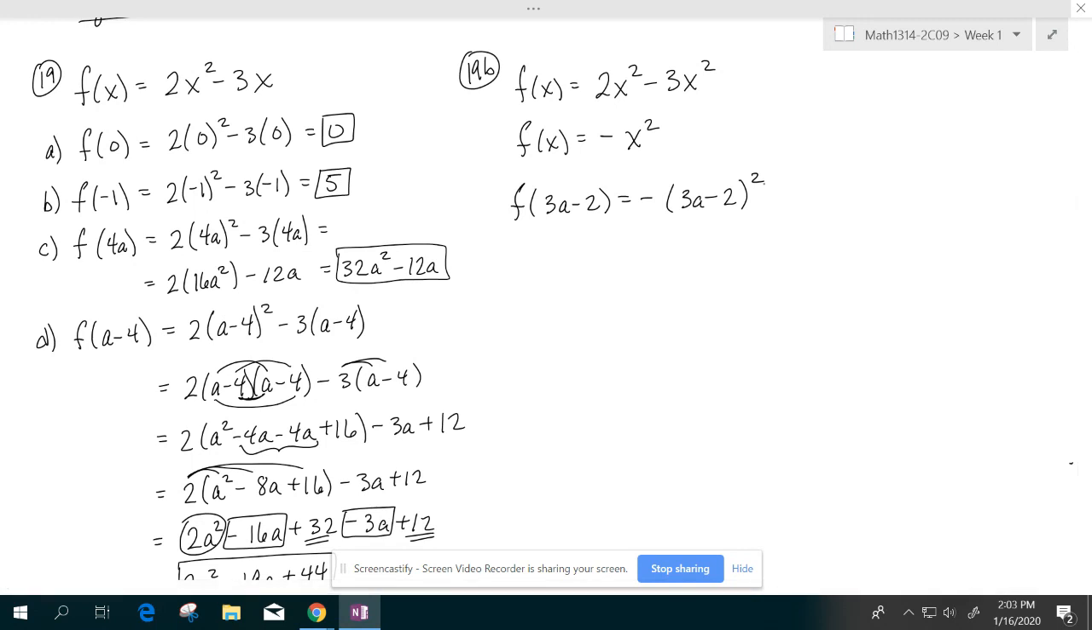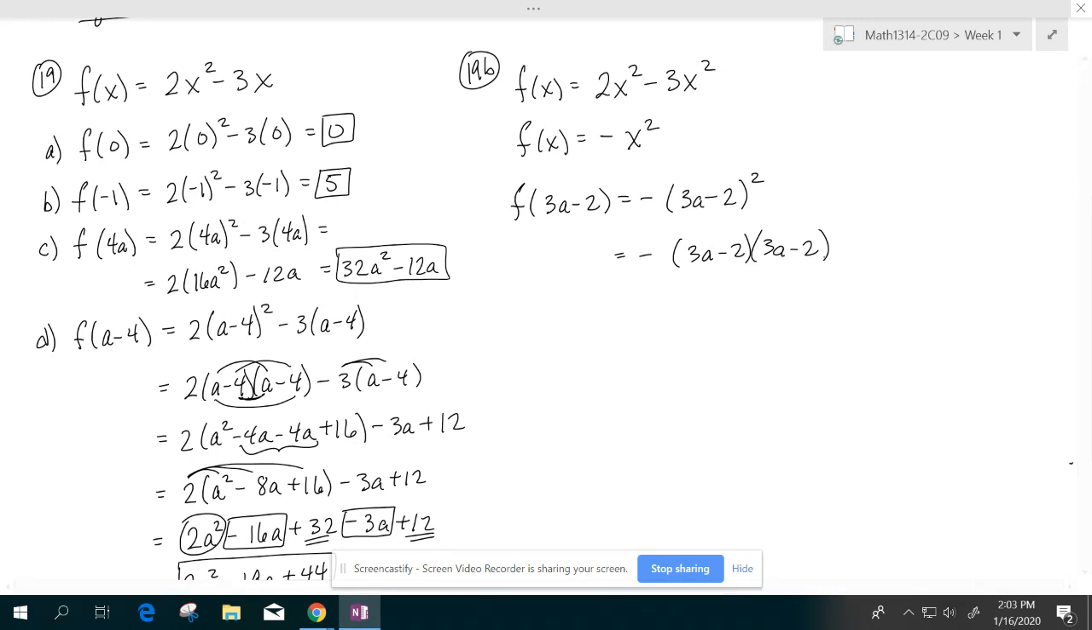Now you said, does the negative go inside or outside? Since that's understood to be like a negative 1 multiplied by the x squared, then that negative is going to have to hang out front. And since that is understood to be negative 1 multiplied, that means that it's going to come after the squared because of the PEMDAS, right? Exponents and then multiplication. So 3a minus 2 squared means 3a minus 2 times itself.